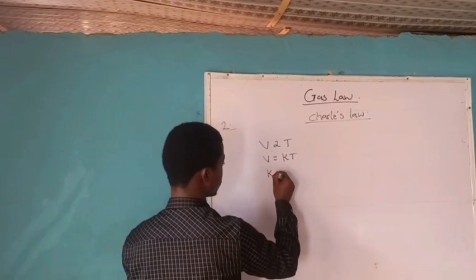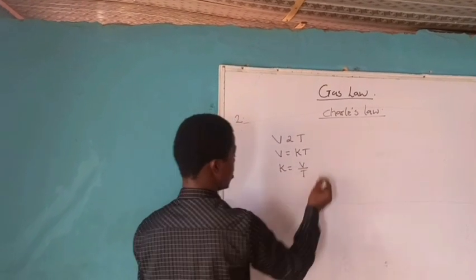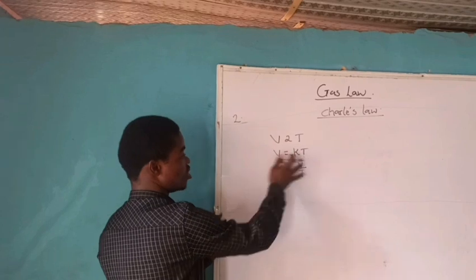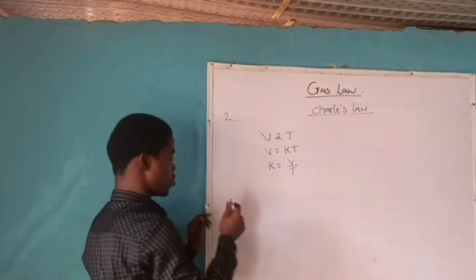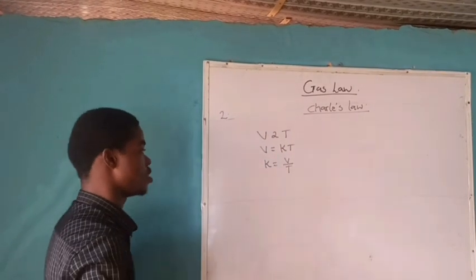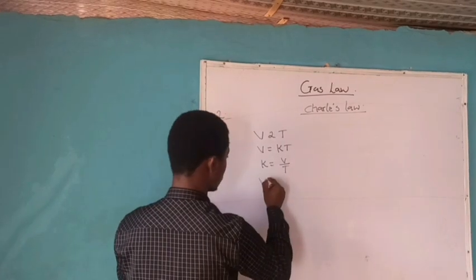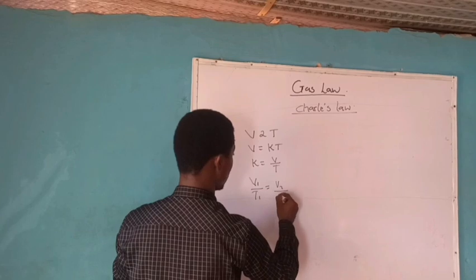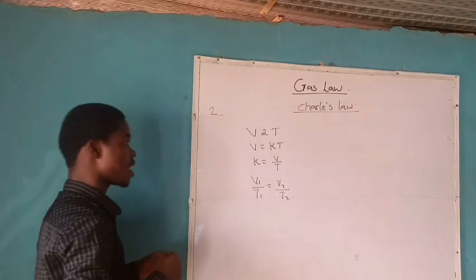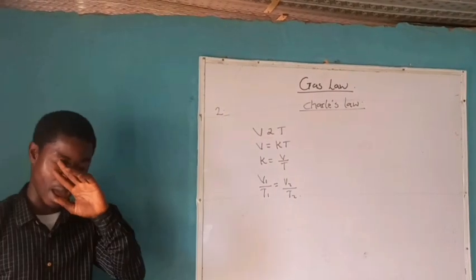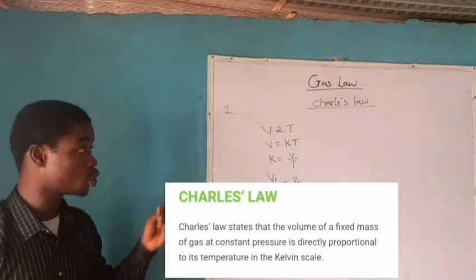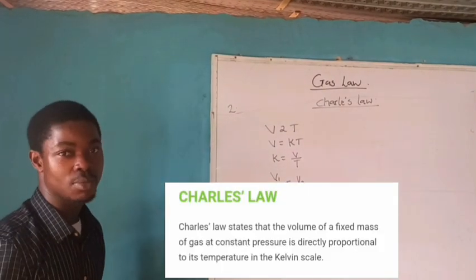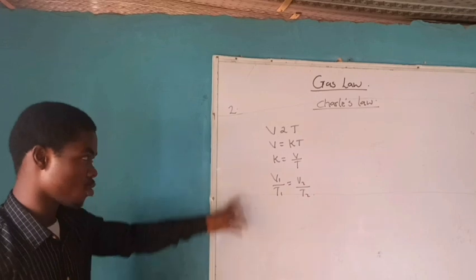So it means my constant is V over T. I divide this by T, divide this by T, divide this by T, T will cancel T. So my constant is V over T. So for two scenarios, I'm going to have V1 over T1 equal to what? V2 over T2. Don't forget, Charles's Law says that the volume of a given mass of gas is directly proportional to the temperature in Kelvin, provided that the pressure remains constant.